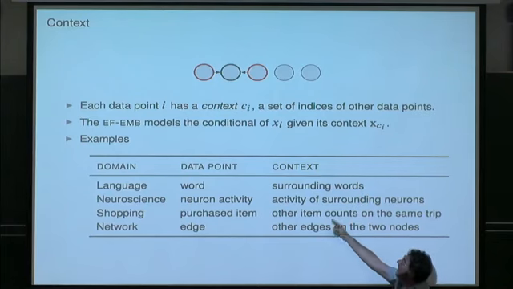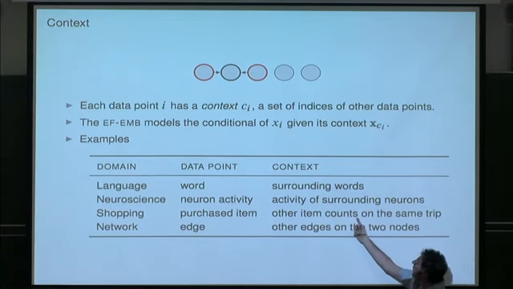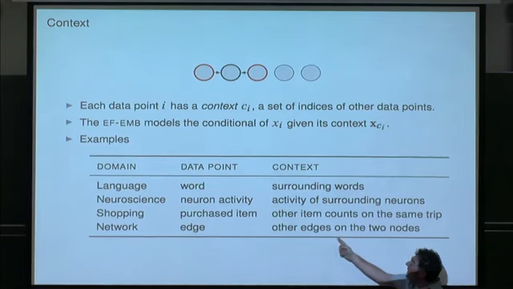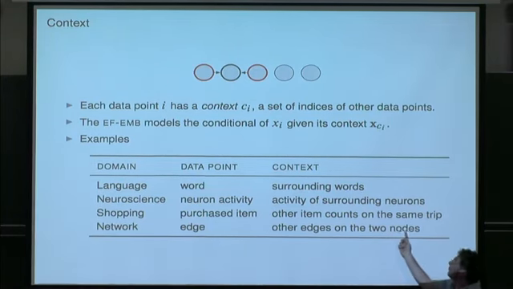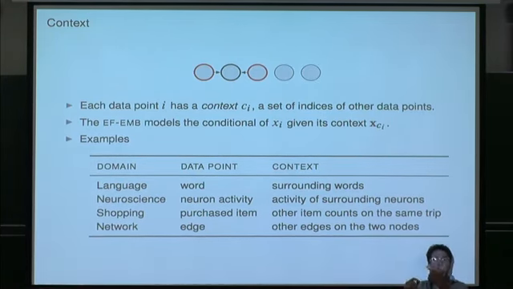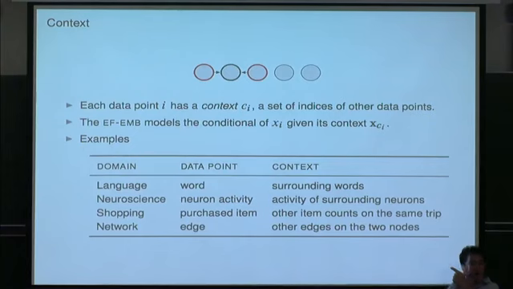In neuroscience, the context is the activity of surrounding neurons. We take the neurons that are physically nearby to a neuron in the zebrafish and declare those to be its context. In shopping, like I just mentioned, it's the other item counts in the same basket. And in a network, it's other edges on the two nodes. So if I have an edge, and that's what I model, then I look at the other edges that emanate from those two nodes, and that's the context in determining the distribution of this edge.